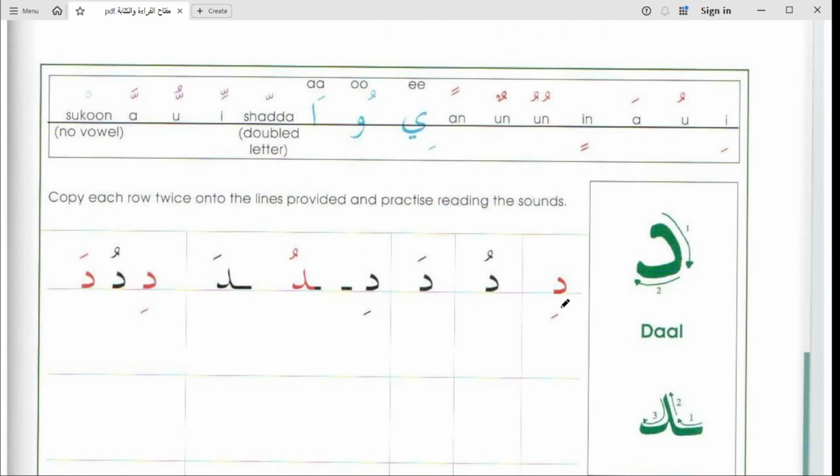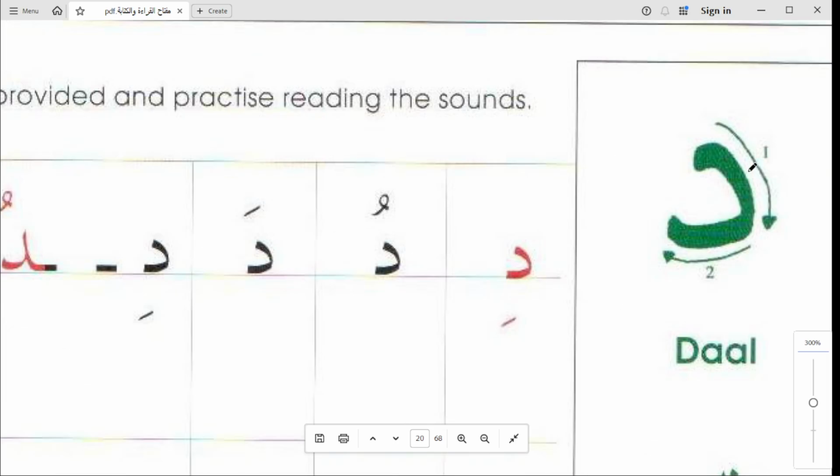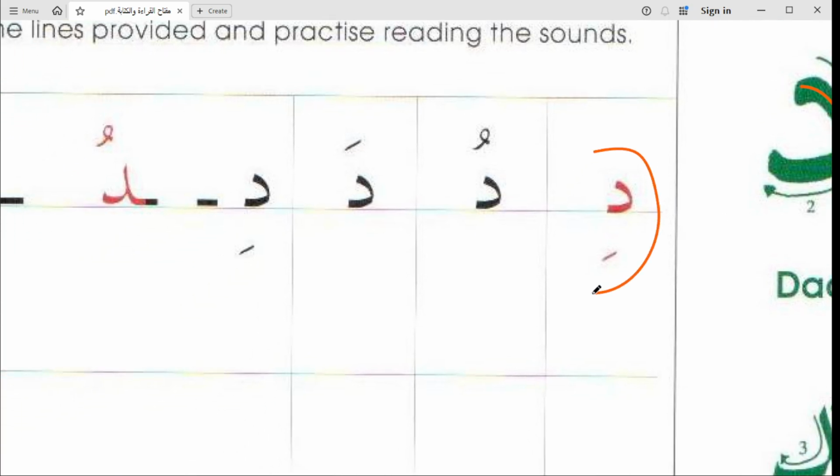Now we are going to jump in here to the Daal. Daal is one of the easiest letters. It's so easy because Daal exists in a lot of languages all around the world. Alright? So Daal, we write it down this way. First the action, then the second, and this is going to be Daal. Daal with Kasra is going to be Di. Daal with Dhamma is going to be Du. Daal with Fatha is going to be Da.